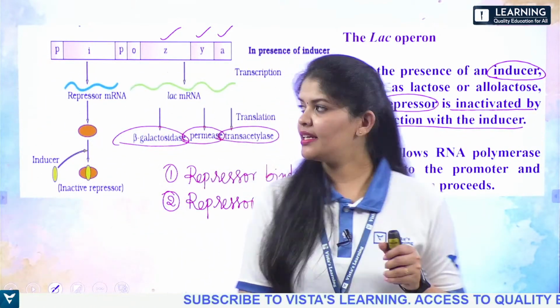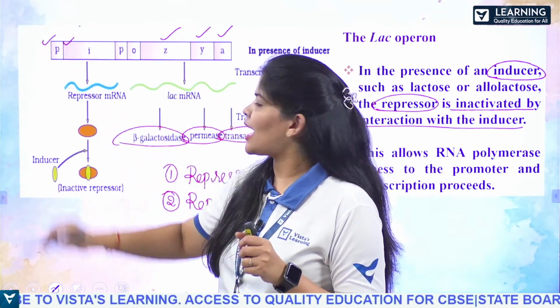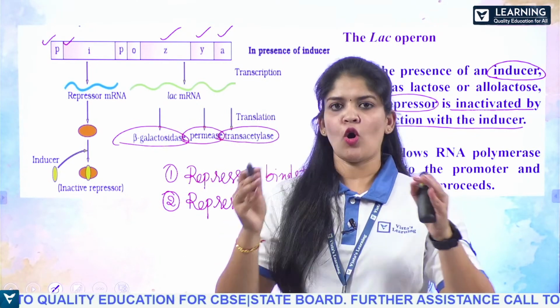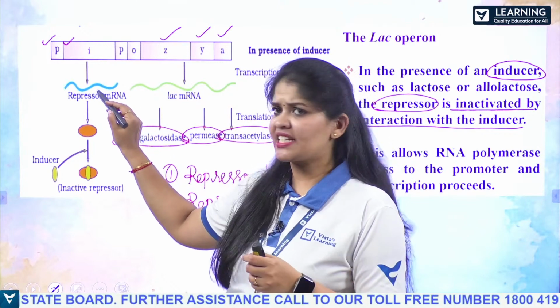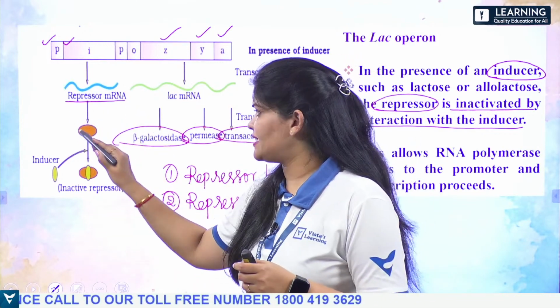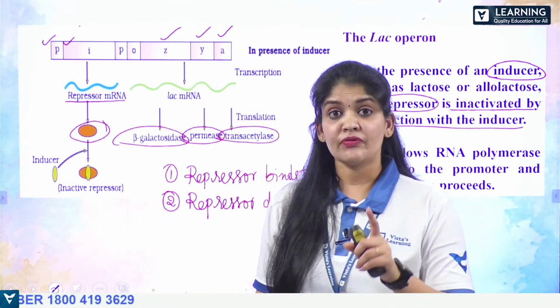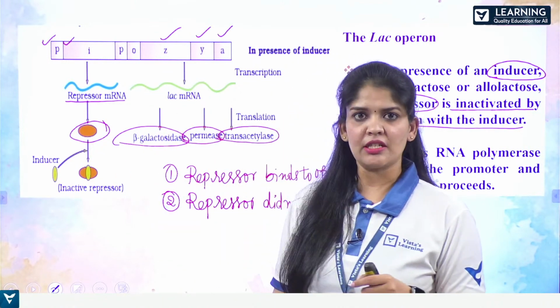So here we can see that this is a promoter region for the I gene. The I gene is a constitutive gene. All the time it will be active, it will express. First it is transcribed into repressor mRNA, then it is translated into repressor protein. Now we have repressor protein. If there is no inducer, this repressor is going to bind to the operator region of the operon.